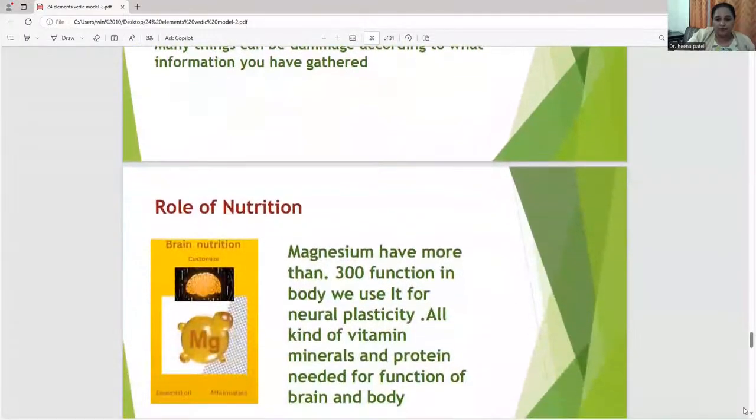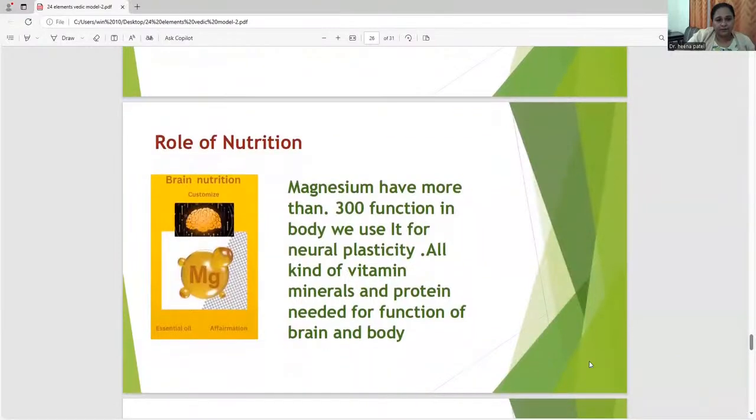Now, the role of nutrition. We have developed brain nutrition with magnesium, essential oil, and affirmation, basically. You can find on Google that magnesium is very helpful for neural plasticity. Magnesium has more than 300 functions in your body. But magnesium alone cannot work; it supports all kinds of vitamin, mineral, and protein metabolism, which are needed for brain and body function.